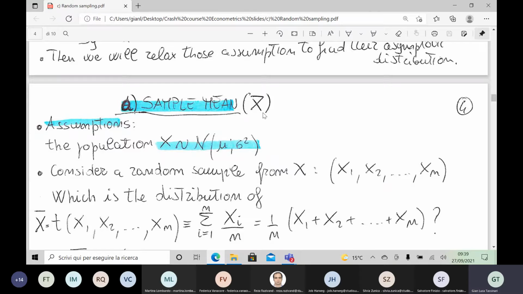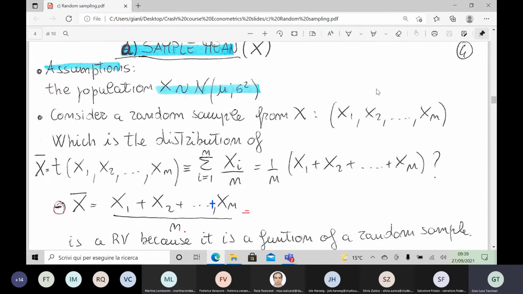But which kind of function? X bar, guys. X bar is a function. The sample mean, capital X bar, is a function of a random sample because it is the sum of the elements of a random sample divided by their number. So X bar, the sample mean, is defined in this way. But what do you have here in the numerator, guys? You have capital X1 plus capital X2 plus capital Xn. So I wrote it here in this way.